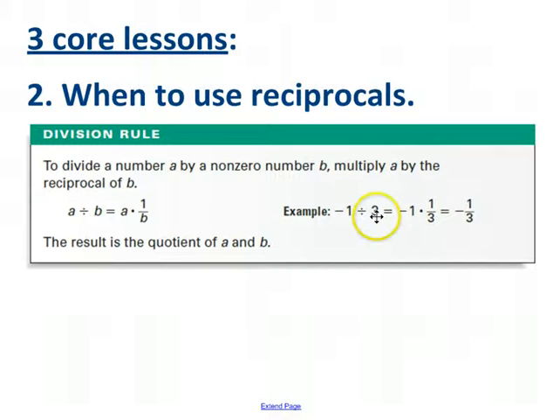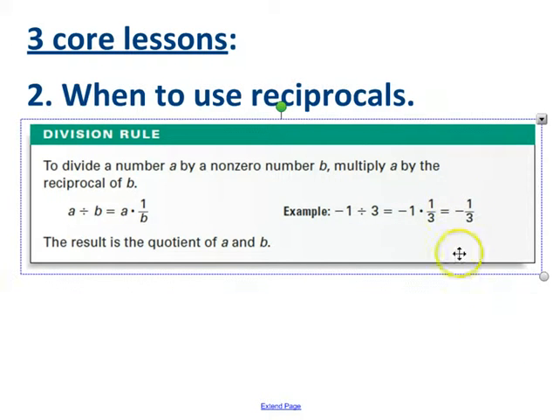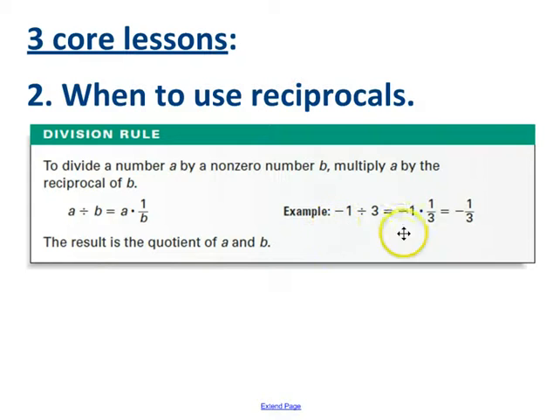could always flip this 3 and make it 1 over 3. In other words, it would become negative 1 times 1/3, which becomes negative 1/3. I'm not sure this case, for my purposes, makes a whole lot of sense. I don't think I would flip the 3 and make it times 1/3. But here's a case where I definitely would.